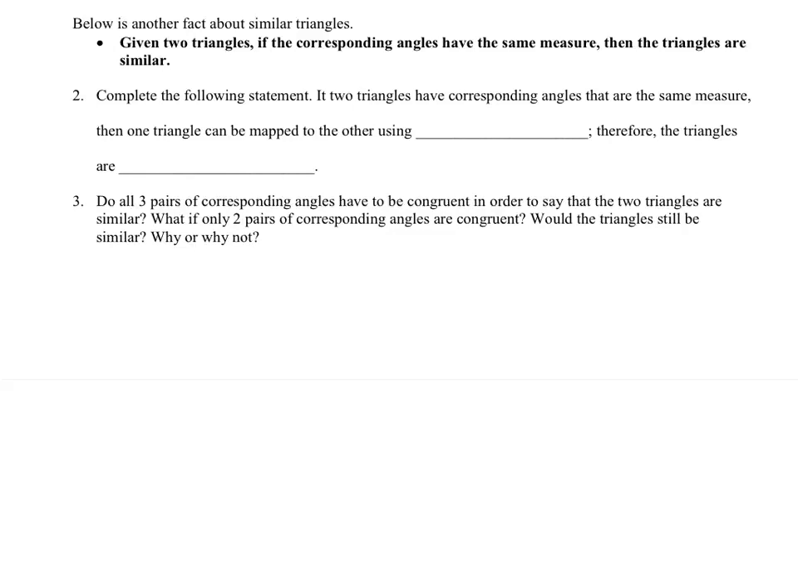And do all three pairs of corresponding angles have to be congruent in order to say that the two triangles are similar? Yes. For triangles specifically, yep. If only two pairs of corresponding angles are congruent, they're still similar because it causes that third pair of corresponding angles to be congruent as well. So they would also be similar.